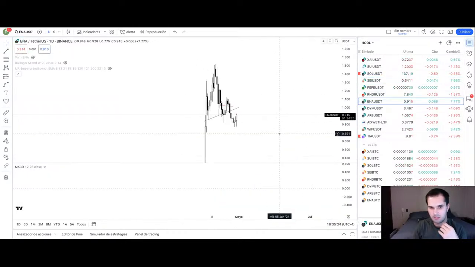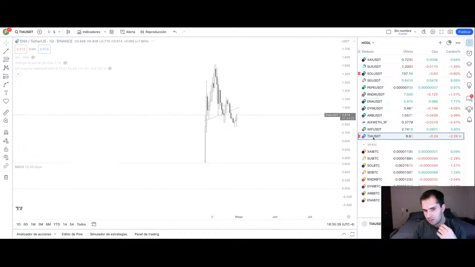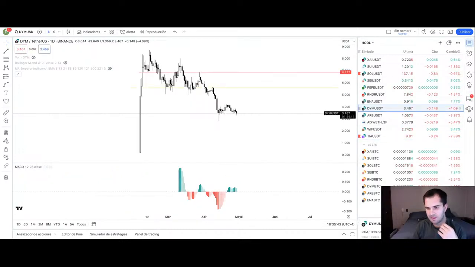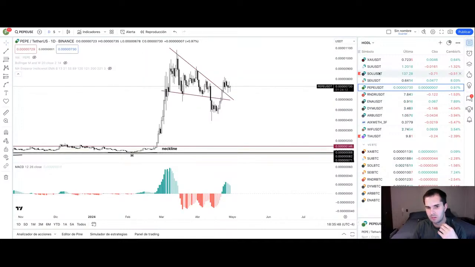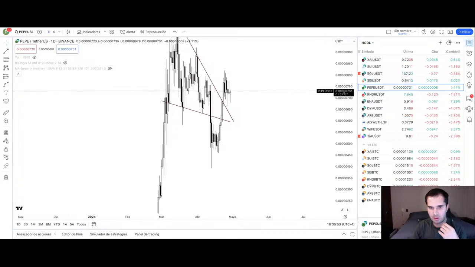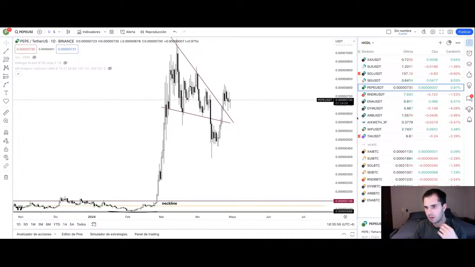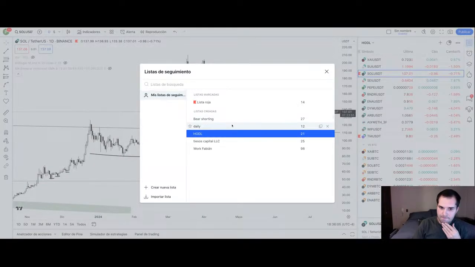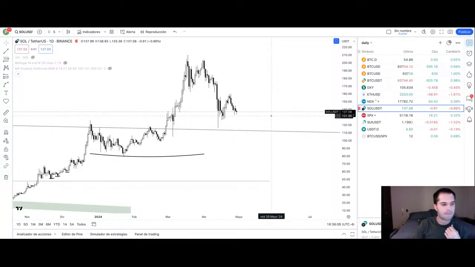ENA, maybe painting a bottom here. TIA, just slacking dimension as well. Pepe flipping green, it's good. Bullish. Pepe flipping green and a bullish pin bar. That's what you want to see. Solana trying to flip green. Okay.